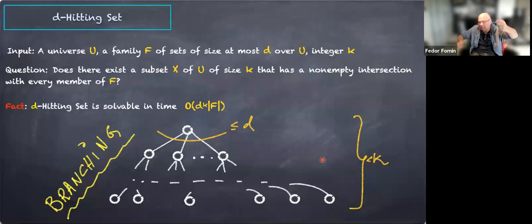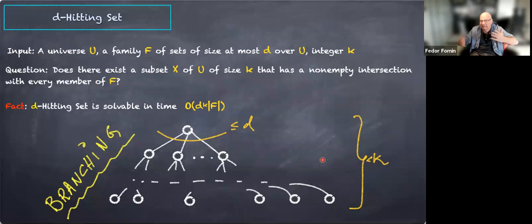In each of these sub-problems, I remove the vertex D from the set, and also I remove all hyperedges, or all sets, which are hit by this vertex, right? And because I'm looking for a set of size at most K, the depth of the recursion is at most K. So I have this recursion tree. Degree is at most D. The depth is at most K.